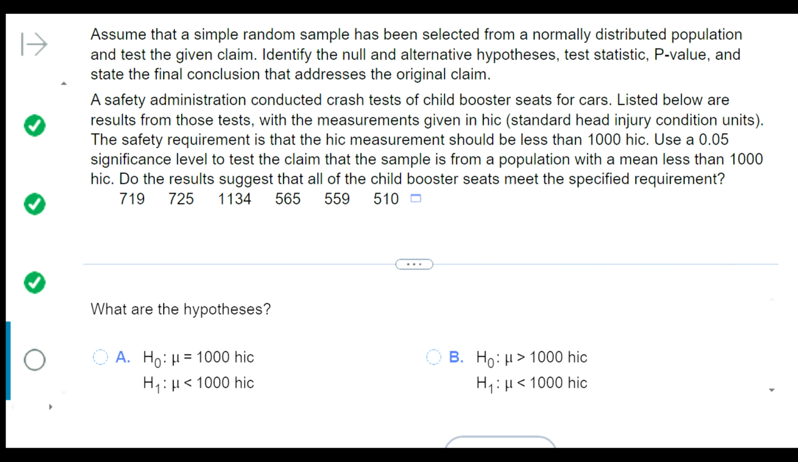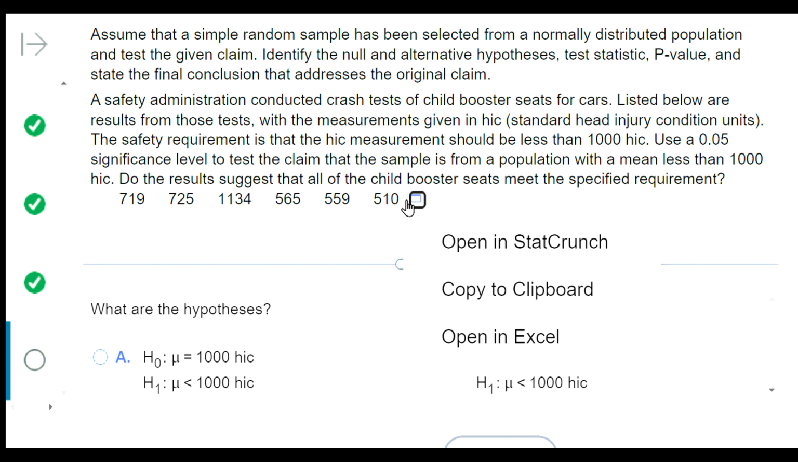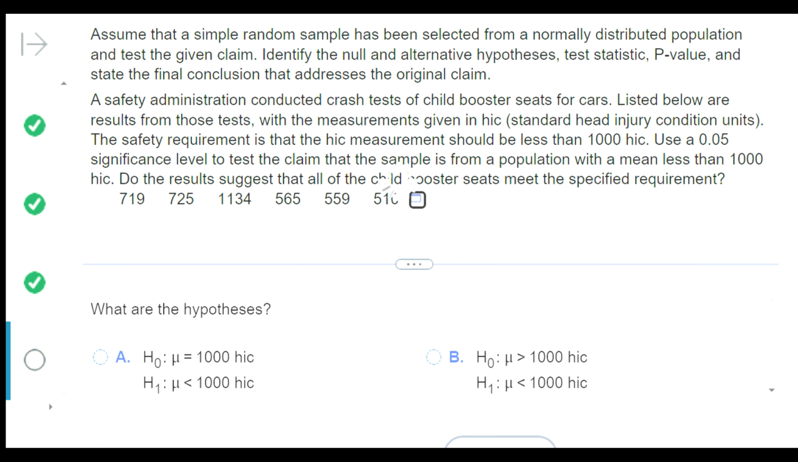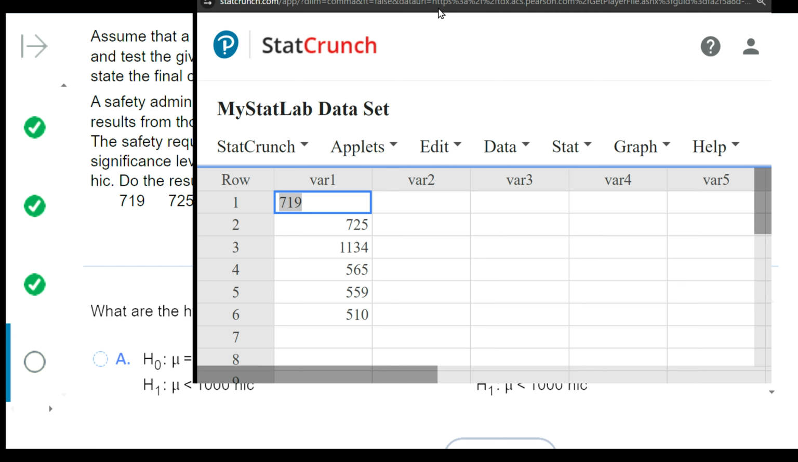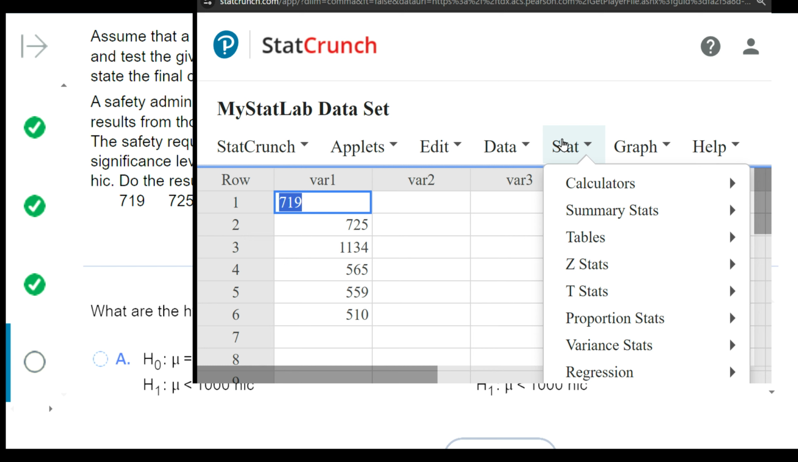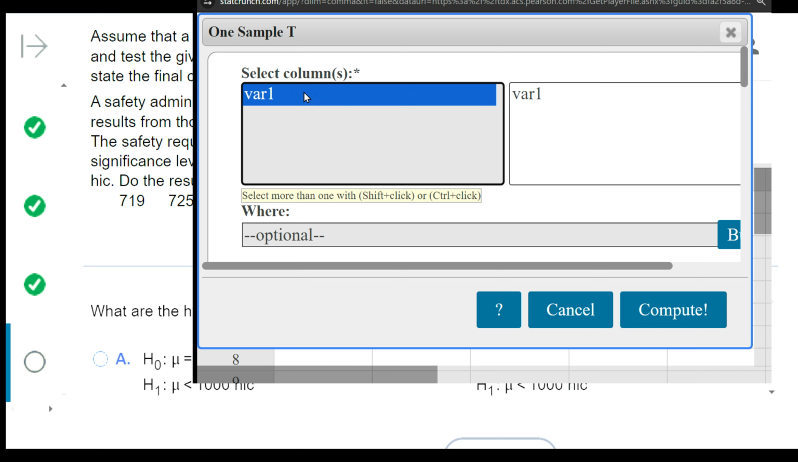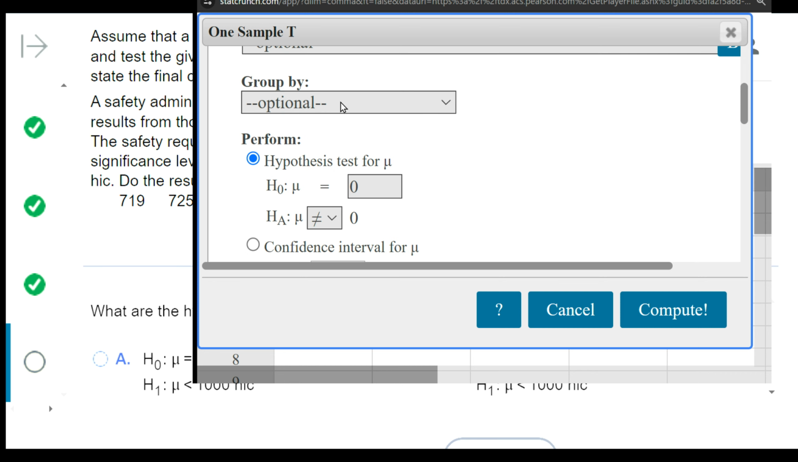So this should say support the alternate. And finally, the last question. Child booster safety seats. They've given me the raw data. I shall open it in StatCrunch. All right, here is my raw data. Stat, T-stats, one sample with data. That's where my data is at.